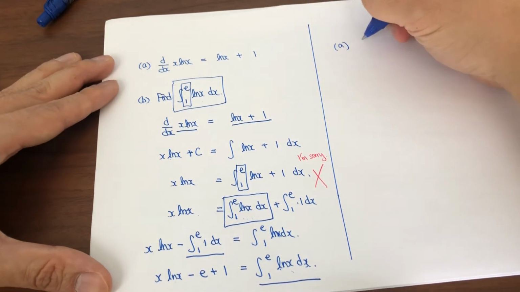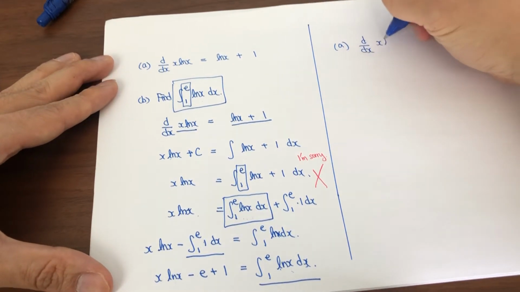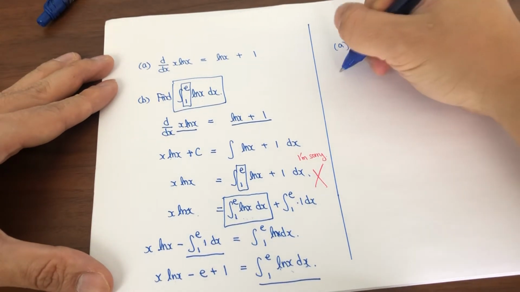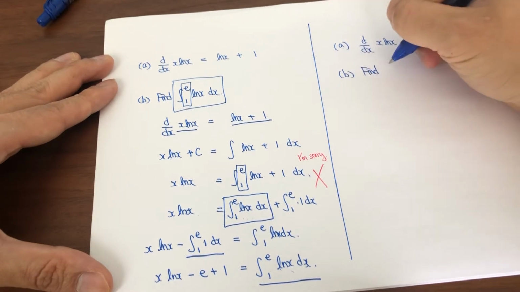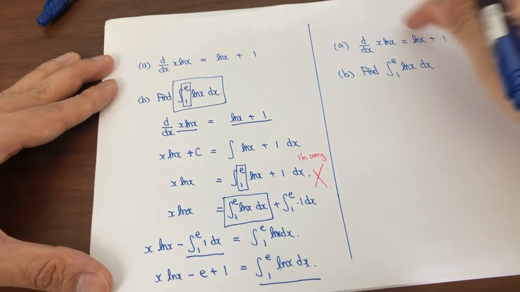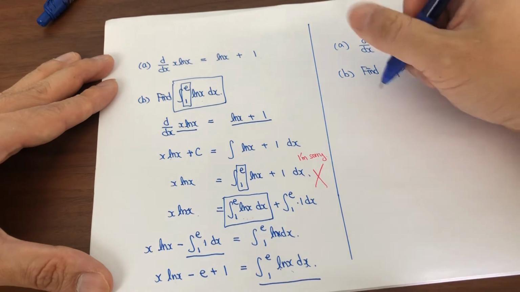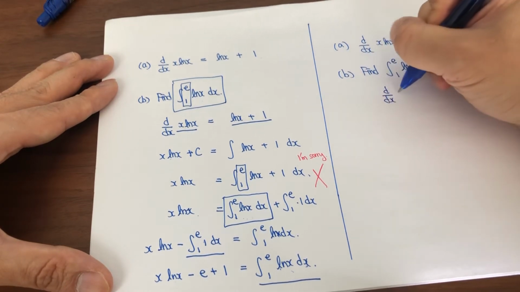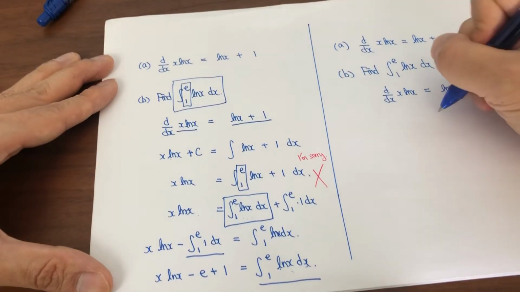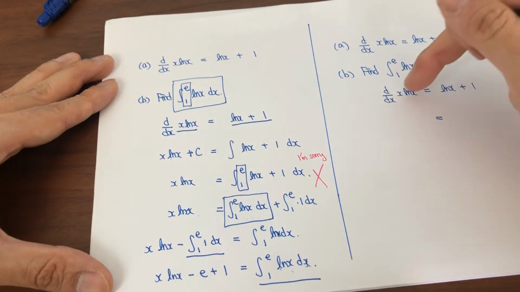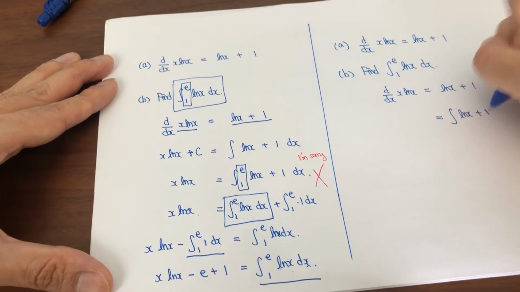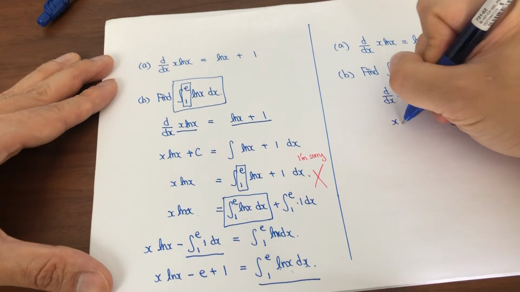From part A, we have the differentiation of x log x equal to log x plus 1. And then in part B, as we have to find the integral from 1 to e of log x dx, we use the result of part A first. So let's copy down. Differentiation of x log x equals log x plus 1. And we know that differentiating the function becomes a new function. That means if we integrate this new function, it becomes the original function, x log x.